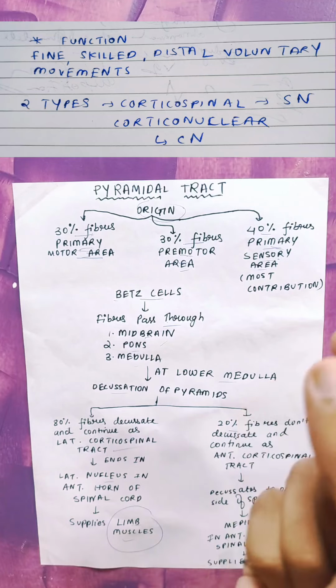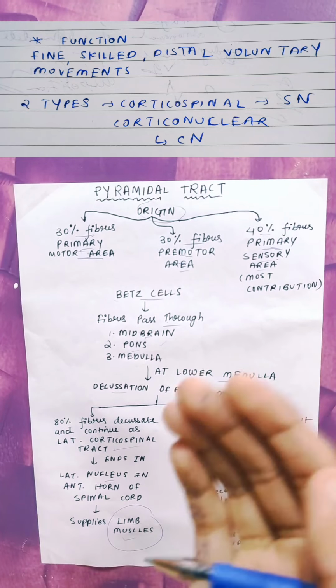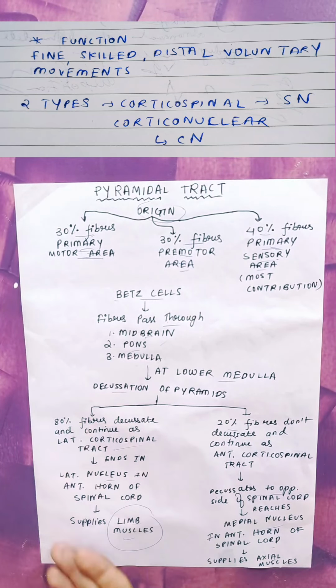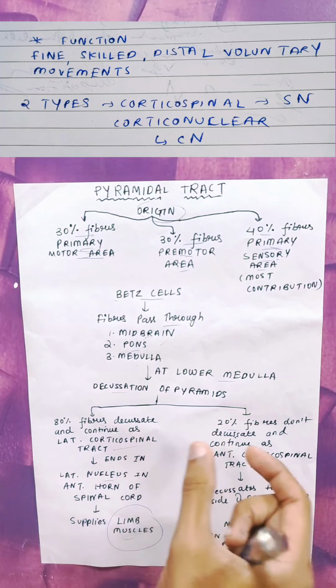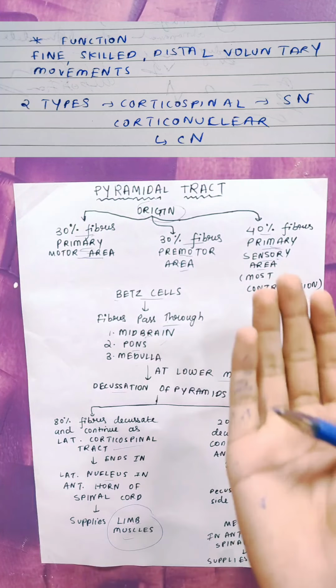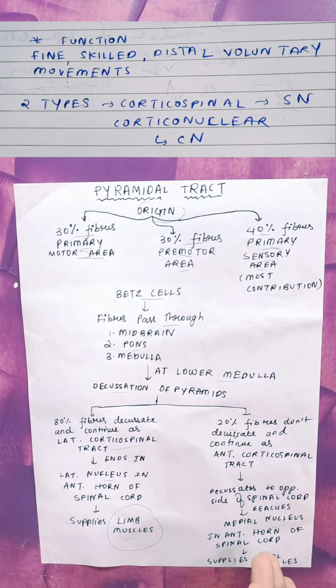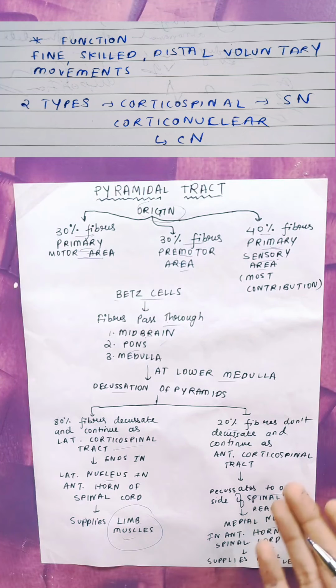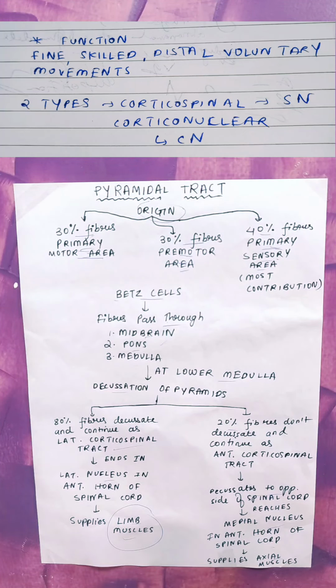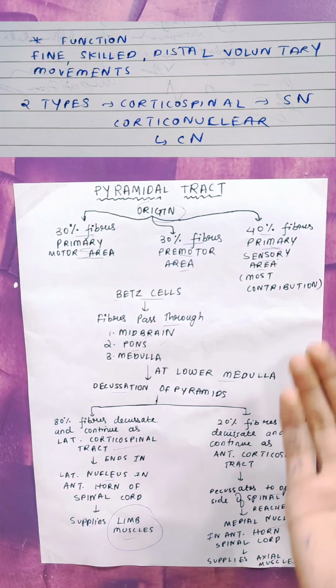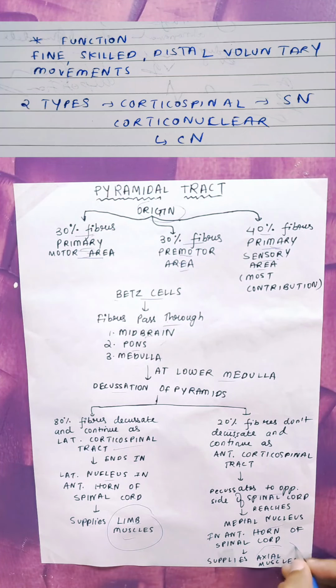and these end in the lateral nucleus in the anterior horn cell of the spinal cord, and they supply the limb muscles. The remaining 20% of the fibers don't decussate, and obviously they are called the anterior corticospinal tract or ventral corticospinal tract, and they decussate to the opposite side in the spinal cord and reach the medial nucleus in the anterior horn cell of the spinal cord, and they supply the axial muscles.